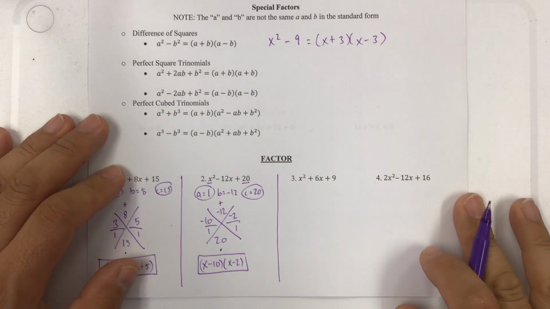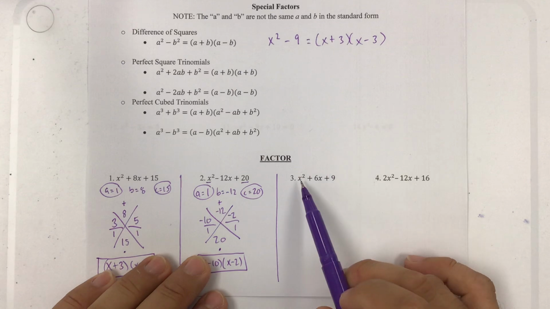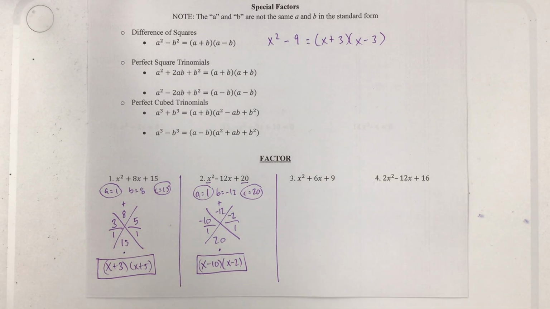All right, on to the next one. Okay, so this one right here, standard form, no greatest common factor. Now this one, we're going to talk about those perfect square trinomials. It's not a difference of 2 squares, but it is a perfect square trinomial. So let's talk about how we can see these and how we can actually work these out.